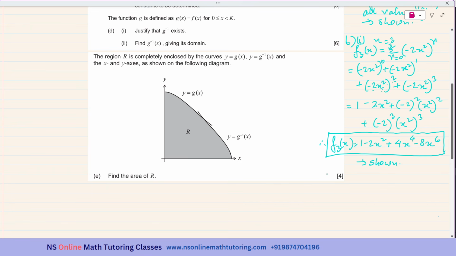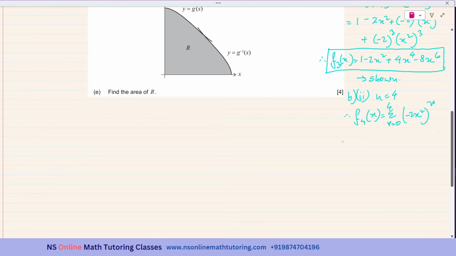So n is equal to 4. Therefore, f4 of x should be equal to sigma, r equal to 0 to 4, of minus 2x squared raised to the power of r. Okay, and now we have to expand this.